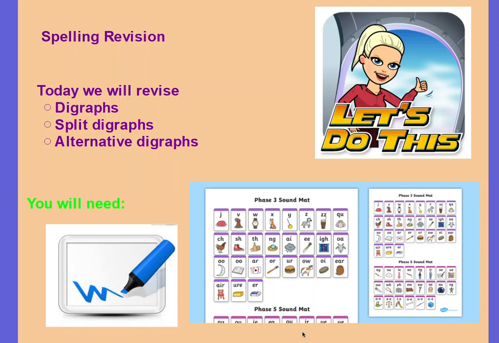Today we're going to revise digraphs, split digraphs, and alternative digraphs. I hope you all know what digraphs are. If you do not, we will be reminding ourselves throughout the lesson today. You're going to need your whiteboard, and if you have a phase 3 or phase 5 phonics sound map, you can use that as well to guide you. All of the sounds that we're going to be revising today are in phase 3 or phase 5.